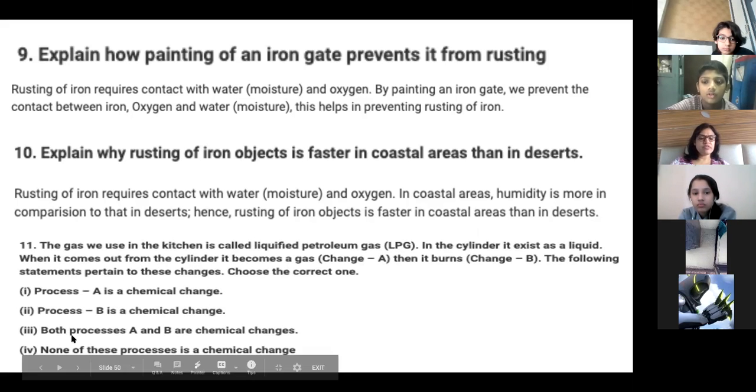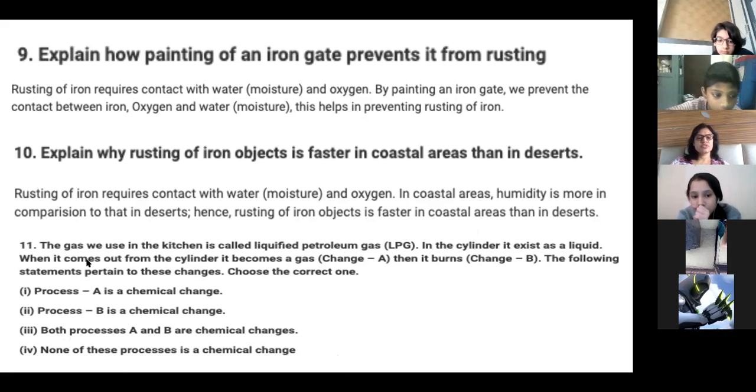Now this question also I gave. What will be the answer? The gas we use in kitchen is called LPG. In the cylinder it exists as a liquid. Process A is liquid changing to gas, and process B is burning. Which will be the answer? Is A a chemical change? No, ma'am, it is a physical change.